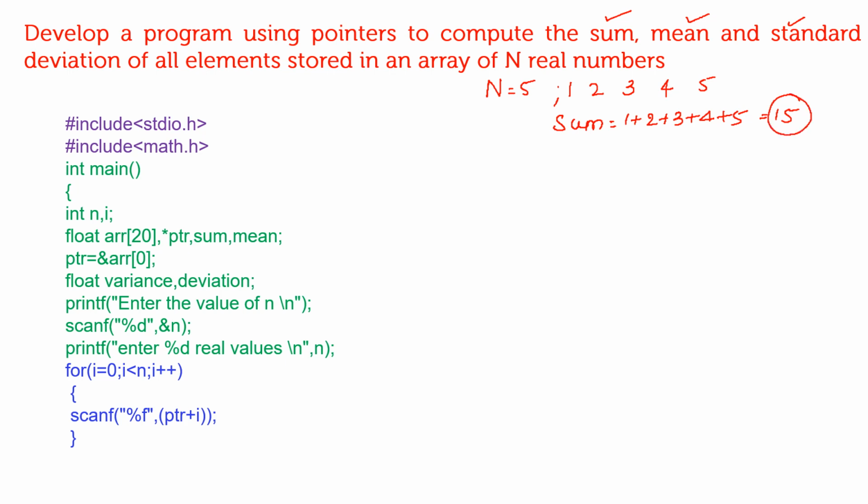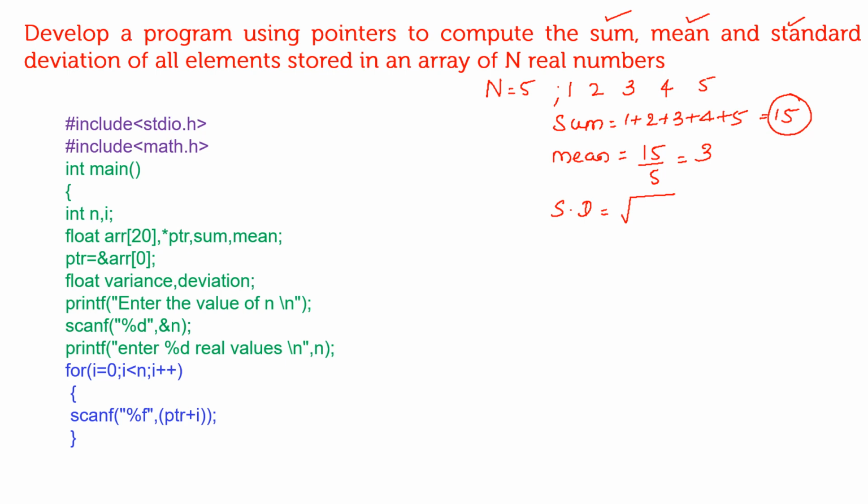Okay, so what will be your mean? Mean will be equal to addition of everything, that is sum, divided by the total number of elements. Here I have taken it as 5, right? So mean will be equal to 3. Okay, and the next one is your standard deviation.